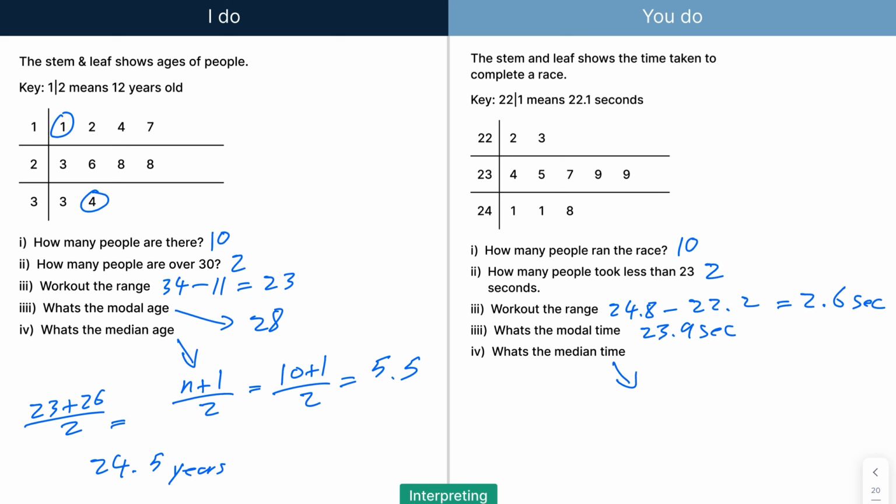And what is the median? So the median is just the middle. So again, we know there's 10 people altogether, so we'll be at position 5.5. So 1, 2, 3, 4, 5. So we know the median is in between these 2. What's between 7 and 9? So that'll just be 23.8. And if you wanted to calculate that, you could just do 23.7 plus 23.9 and divide them both by 2, and you get 23.8 seconds.